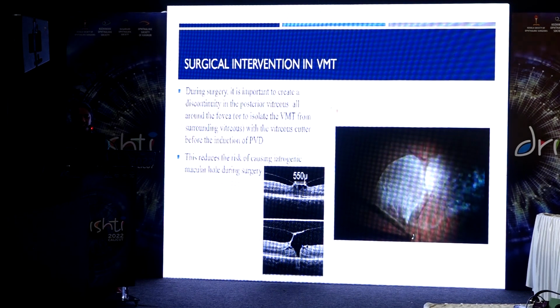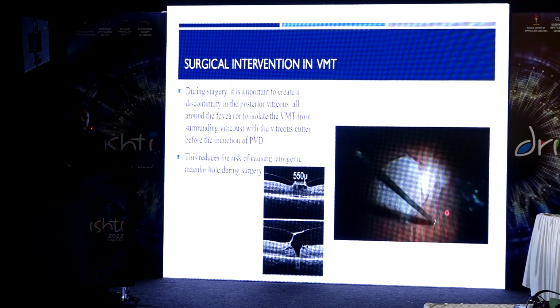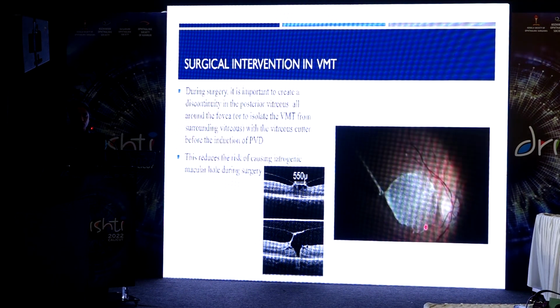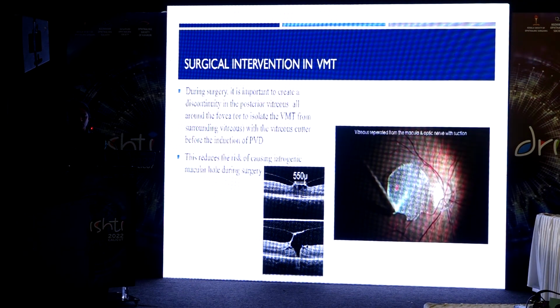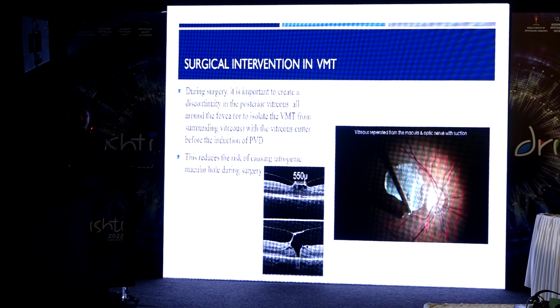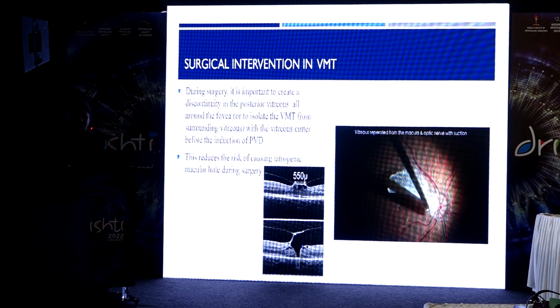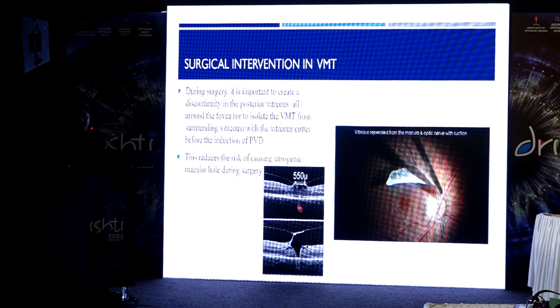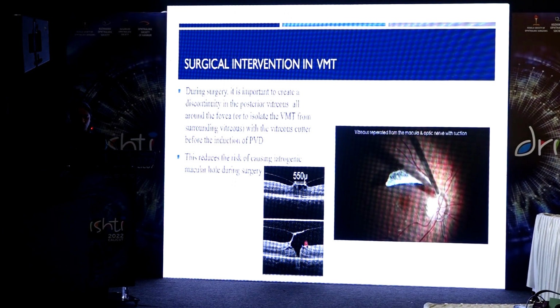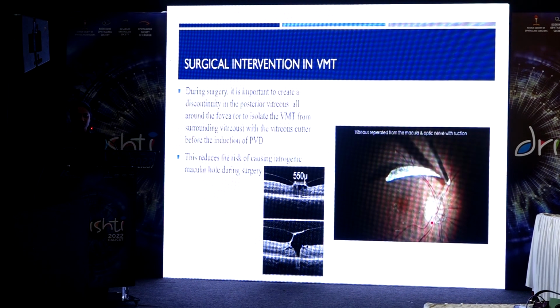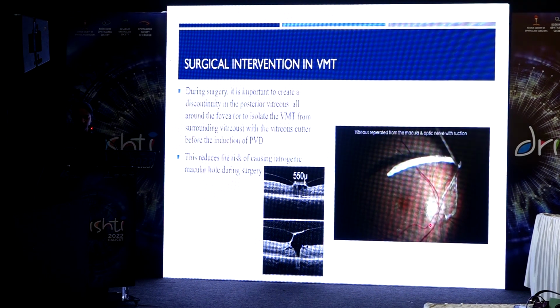So surgical intervention in VMT: surgical release of the vitreomacular traction and resolution of the anteroposterior and tangential traction by vitrectomy is the routine. During surgery, it is very important to create a discontinuity in the posterior vitreous all around the fovea. That is, we have to isolate the vitreomacular traction from the surrounding vitreous. Usually in PVD we start from the optic nerve head, but in this case if we do that, this can open up into a full thickness macular hole. So this technique reduces the risk of causing an iatrogenic macular hole during surgery.